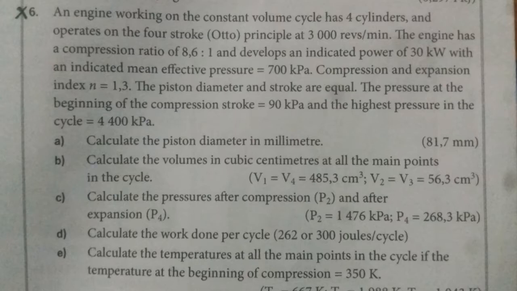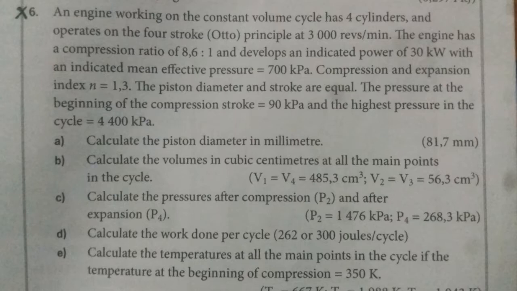The piston diameter and stroke are equal. The pressure at the beginning of the compression stroke is equal to 90 kilopascal, and the highest pressure in the cycle is equal to 4,400 kilopascal. And then the questions. Question number 1, calculate the piston diameter in millimeters. Question number 2, calculate the volumes in cubic centimeters at all the main points in the cycle. Question number 3, calculate the pressure after compression P3 and after expansion, which is P4. Question number 4, calculate the work done per cycle.